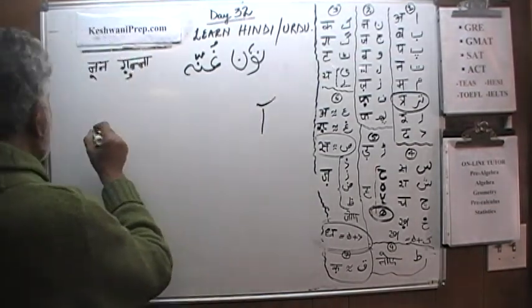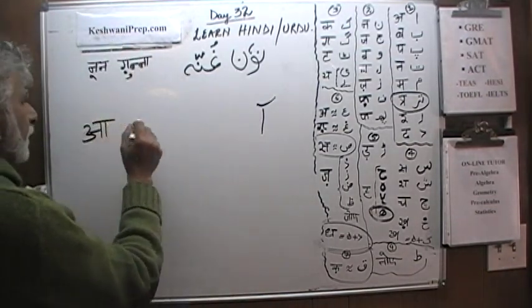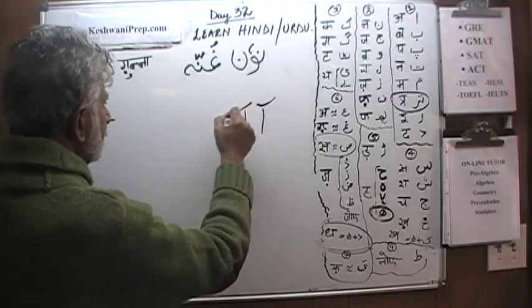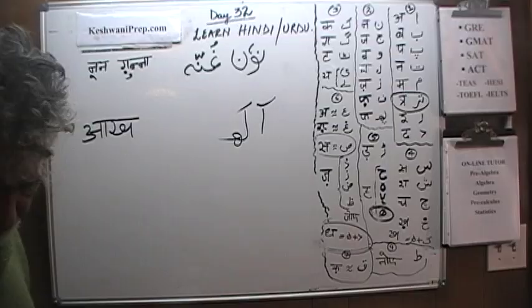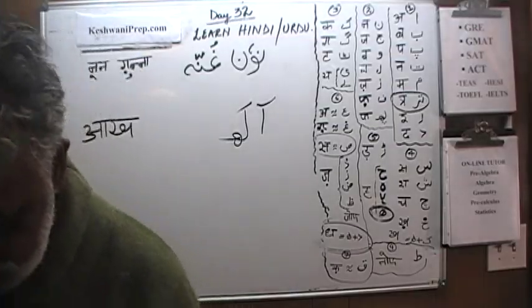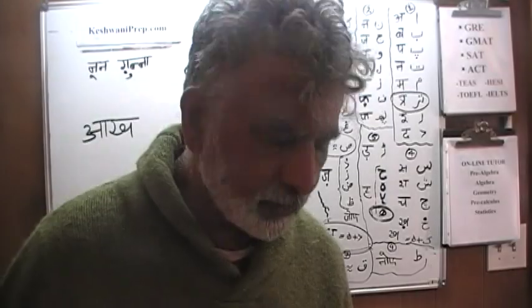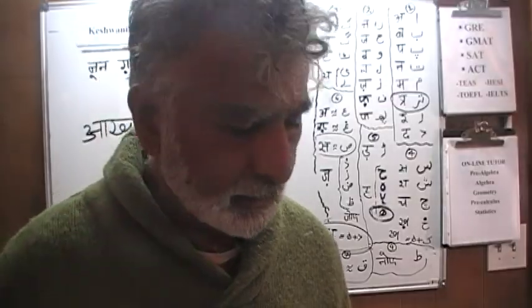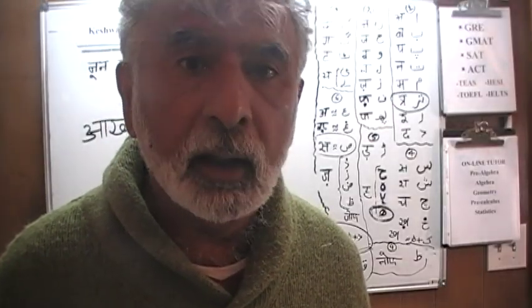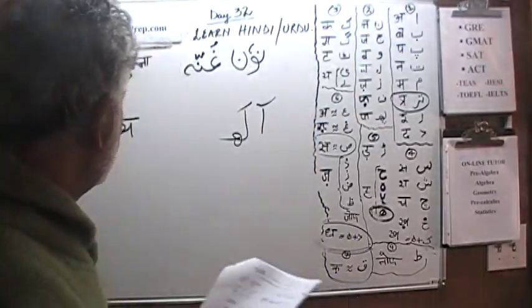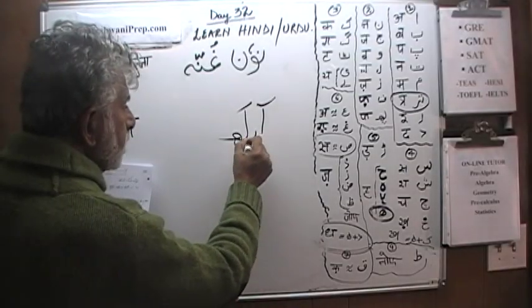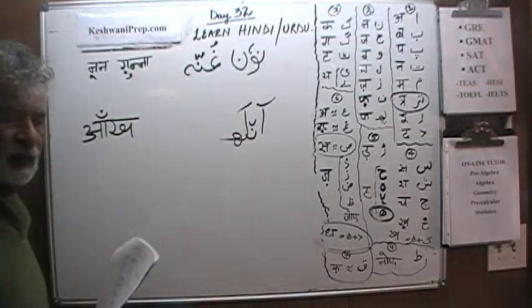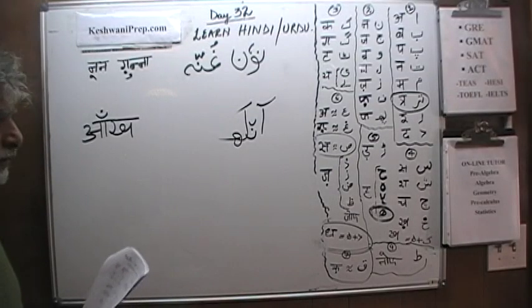Let's do one more. A and then k. There is no such word as ak. We are not looking for ak. We are looking for ank. Ank as in eye. Not ak, ank. So we need Noon-Gunna. Voila. We fixed it. Ank.